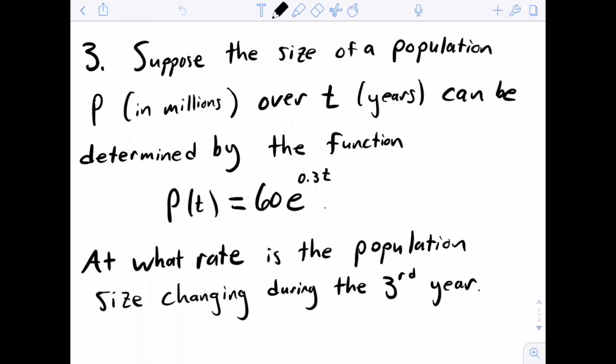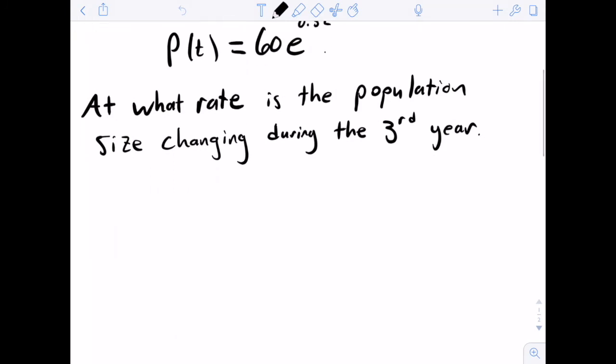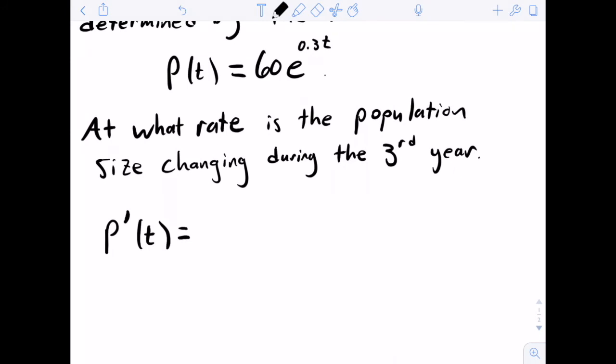Whenever we hear the word rate in calculus, that means take the derivative, right? So first thing we need is the derivative. And then once we have it, all we have to do is plug in 3. So P prime, we're taking the derivative of this thing with respect to t. So this is d by dt of 60 e to the 0.3 t.